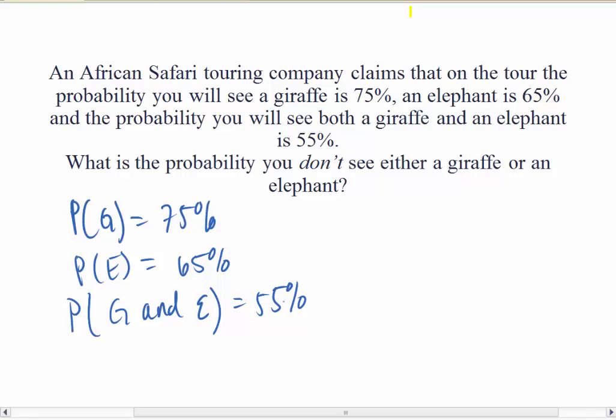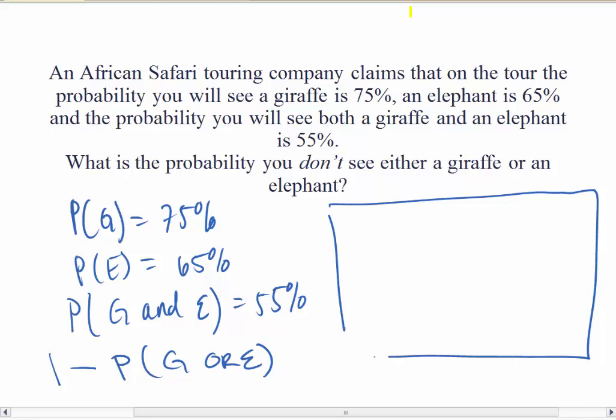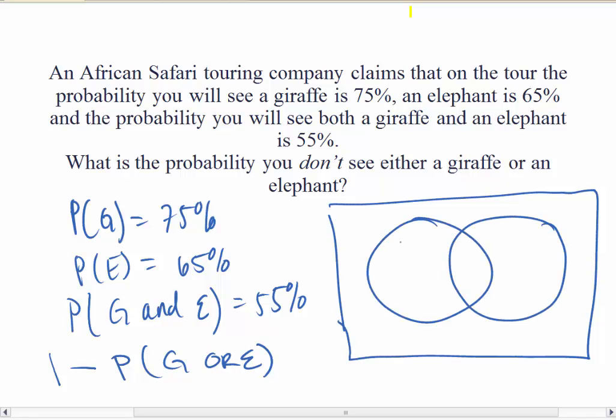So we want to know 1 minus the probability of G or elephant. We want to find the complement of this. So the best way that we can do this is drawing the Venn diagram. So I'm going to draw my two circles for my events, seeing a giraffe and seeing an elephant. And in here, I'm going to start with my intersection.